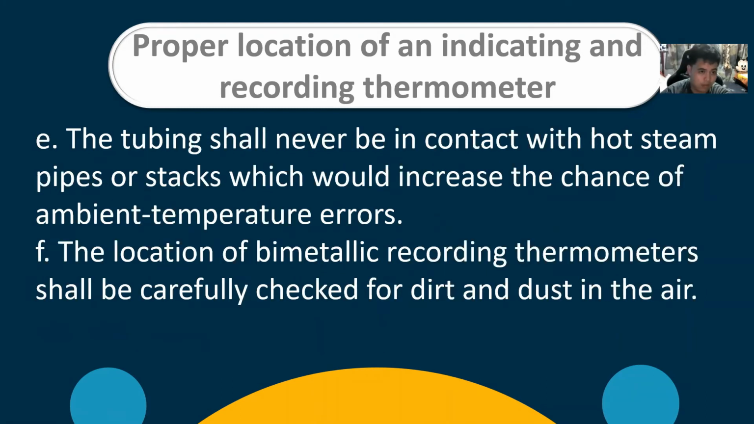Fifth, the tubing shall never be in contact with hot steam pipes or stacks, which would increase the chance of ambient temperature errors. Lastly, the location of bimetallic recording thermometers shall be carefully checked for dirt and dust in the air.